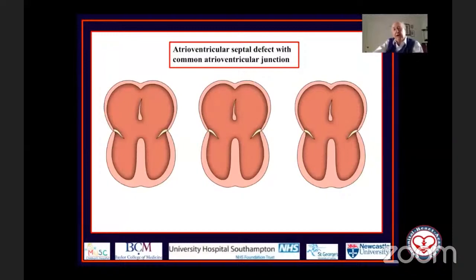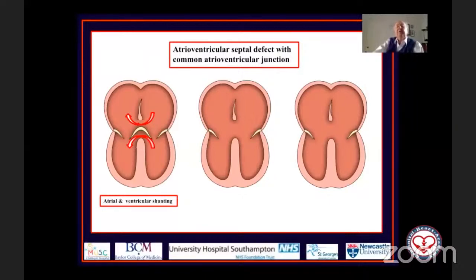What I'm showing you here are the variants that we find when we have atrioventricular septal defect with common atrioventricular junction. And you are all well aware that in the majority of these hearts, the bridging leaflet of the common atrioventricular valve floats within the atrioventricular septal defect. And that means there is the potential for shunting at atrial level. There's the potential for shunting at ventricular level. So we have the potential for shunting through this atrioventricular septal defect at two levels.